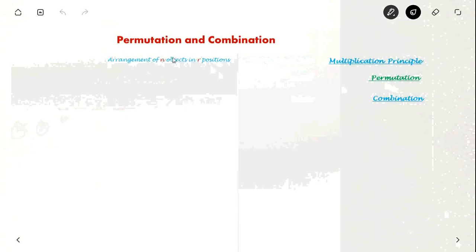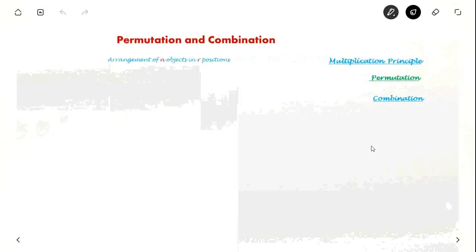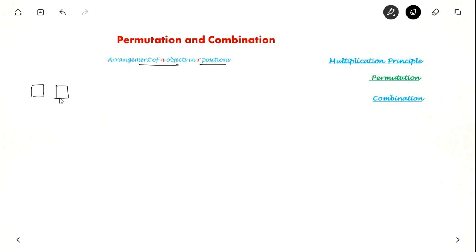Now let us see permutation with an example. Let us see permutation in detail. It is nothing but the arrangement of n objects in r positions. Suppose there are 3 chairs and there are 3 people A, B and C. Now let us see in how many ways they can sit in these chairs. In this position either A, B or C can sit. So there are 3 possible ways. Now one of them would have sat already, so you are left with 2 possibilities. So it is 3 into 2.